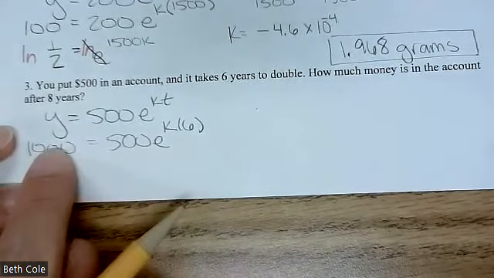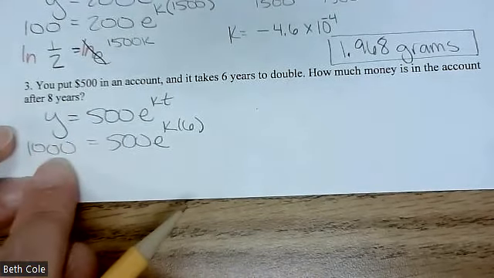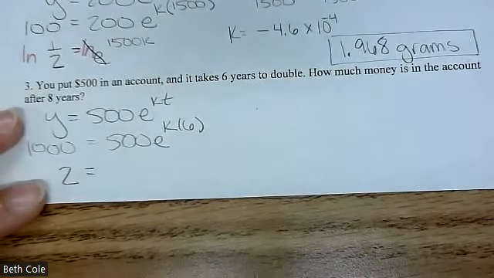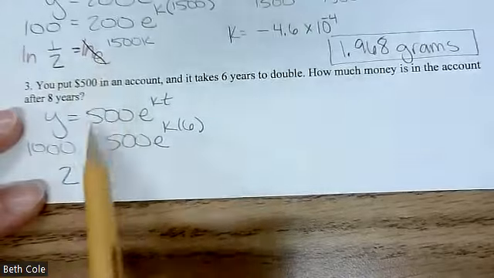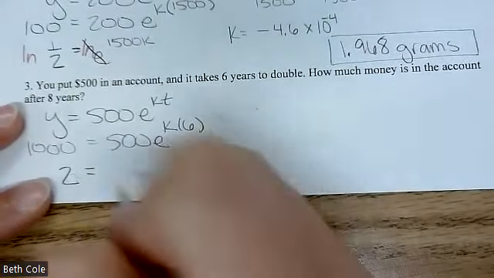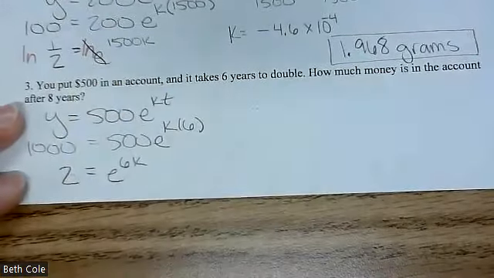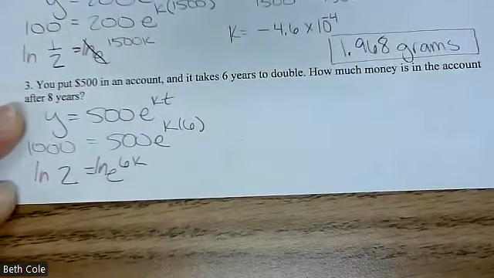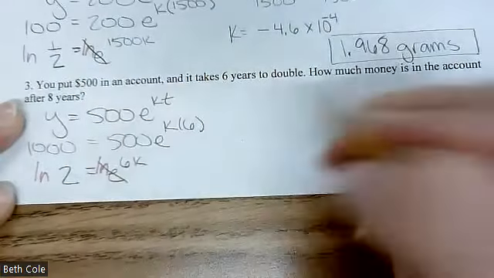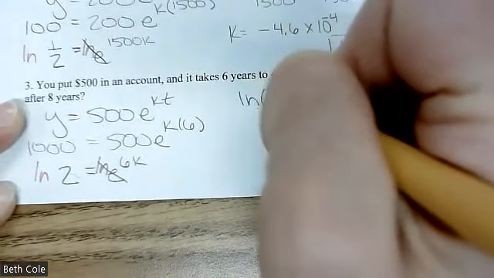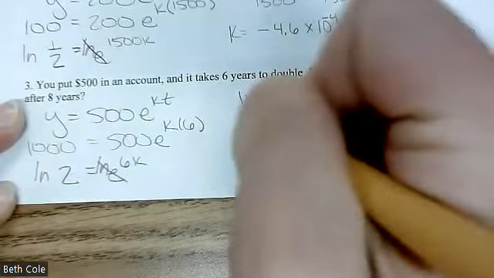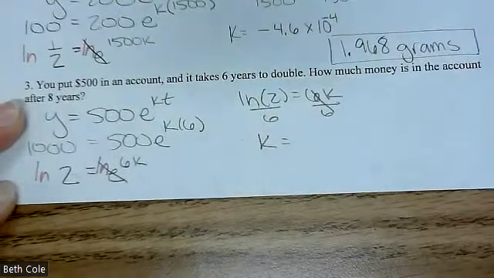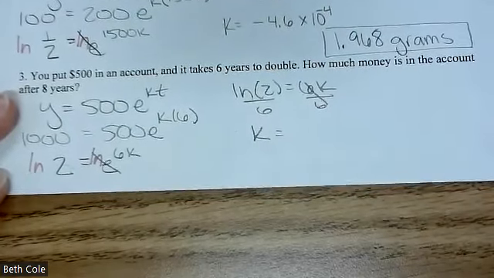So again, you would divide by 500, and 1,000 divided by 500 is 2. And again, sometimes people will skip that step. If it's a half-life, they'll just put a half. If it's a doubling time, they'll put 2. Equals e to the 6k. Take the ln. So ln of 2 equals 6k and then divide by 6. And throw that in the calculator and you'll get your rate, which should be positive because the amount is growing.